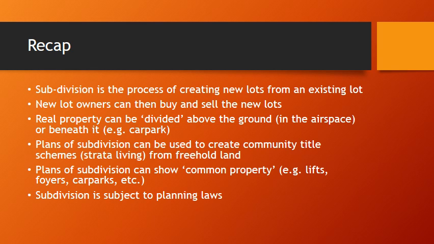Then that plan becomes registered if it's a land registry. Don't worry too much about the registry system. We'll talk about that in the coming weeks. It will show up on a title search. And the last point I made there was simply about the plan can also show things like common property. For example, the lifts and foyers and car parks and things like that. Right, so I hope you can conceptually understand that. We'll move on in the next podcast to talk more specifically about community titles and the legislation around that.